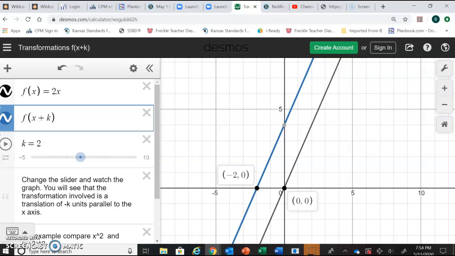So in this case, it took your original graph and it shifted it left 2 because it was f and then x plus 2 in the parentheses. It was f of x plus 2. That k value was 2. So remember, when it's plus a positive, it moves it left, and when it's plus a negative, it moves it right. So those are the notes I would make.